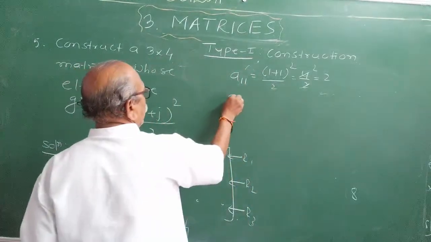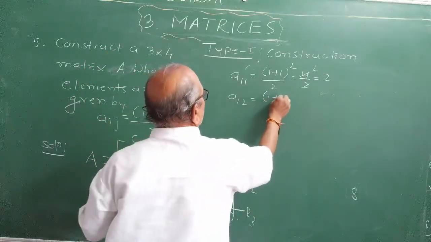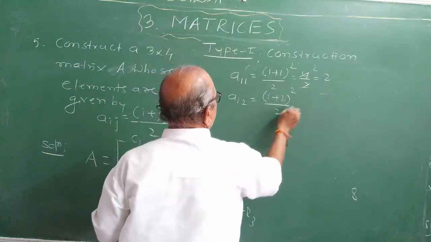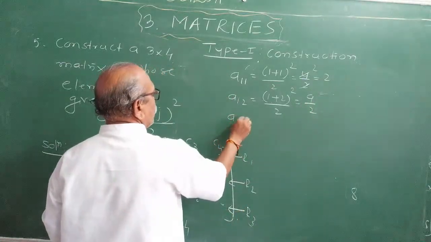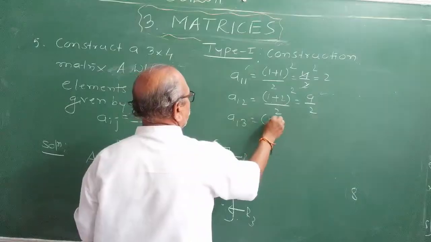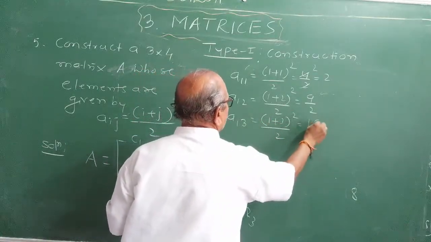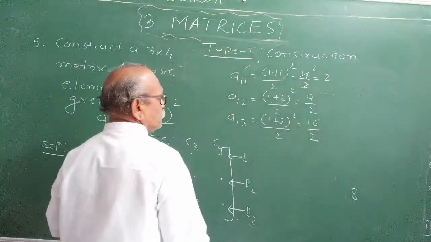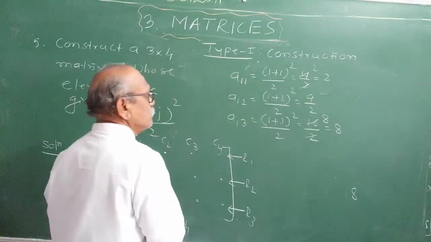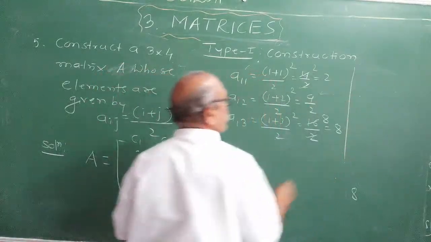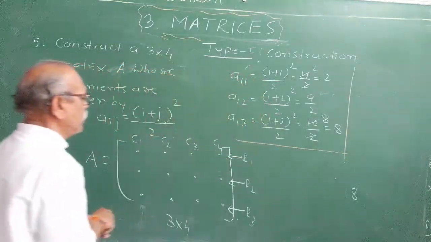Then A12 means i is 1, j is 2. (1+2) square divided by 2: 2 plus 1 is 3, square is 9 by 2. And A13: 1 plus 3 square upon 2. 3 plus 1 is 4, square is 16 upon 2. 2 ones are 2, 2 eights are 16. The answer is 8. I hope you are getting me. So thus we completed the elements of the first row.